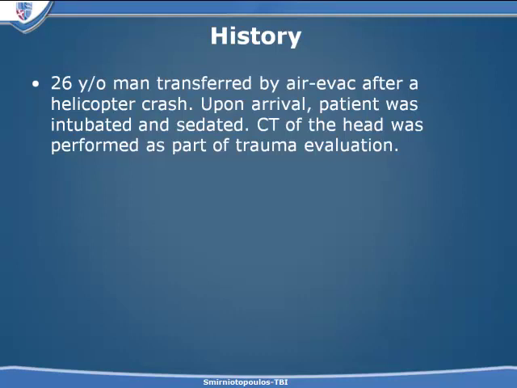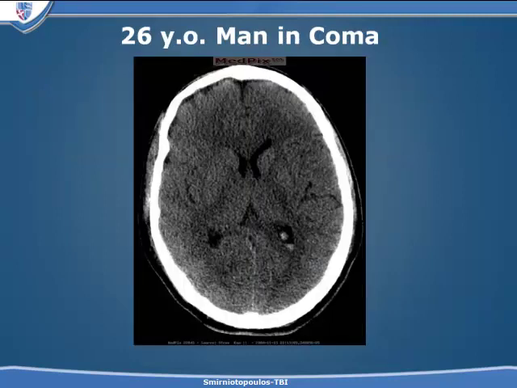Upon arrival, the patient was intubated and sedated. Clearly, the patient was having an altered mental status and an altered neurologic presentation. Appropriately, a CT of the head was performed as part of the trauma evaluation. Here is the CT scan of this man in coma. We do not understand, there is no explanation on this image for the patient to be in coma. There is no herniation, there is no midline shift.